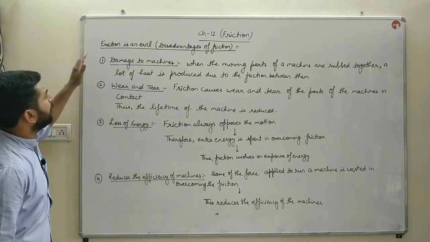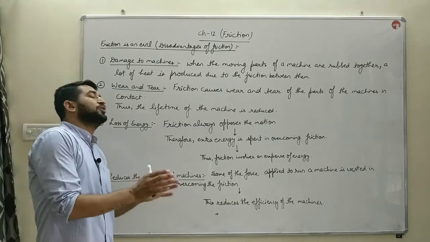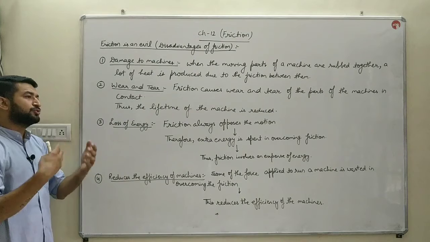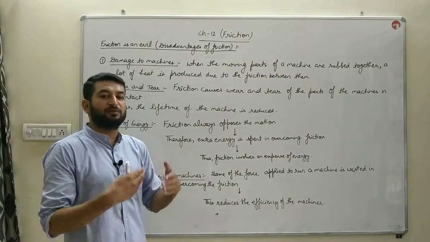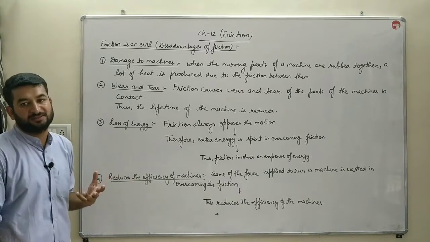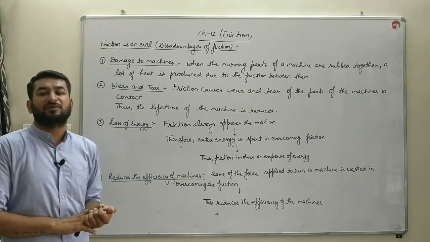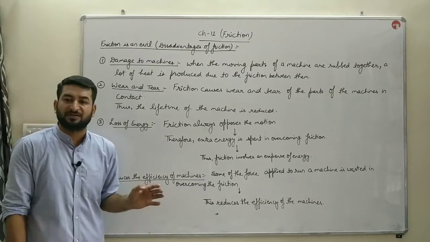So there are 4 points in the disadvantages of friction. The first one is friction causes damage to the machines, as friction leads to the wastage of energy. The moving parts rubbed with each other, so that will lead to the damage of the machine parts. Second is wear and tear. Friction will result in the wear and tear of certain parts which are in direct contact with each other.